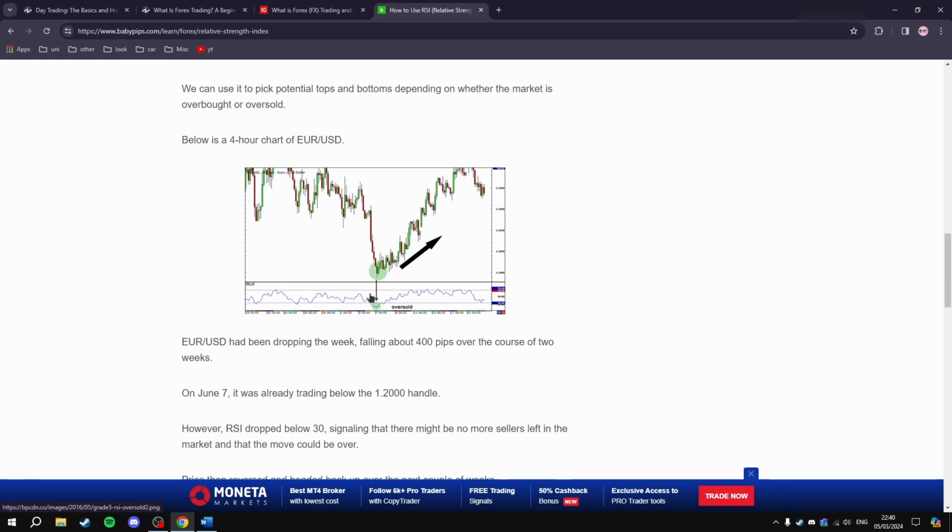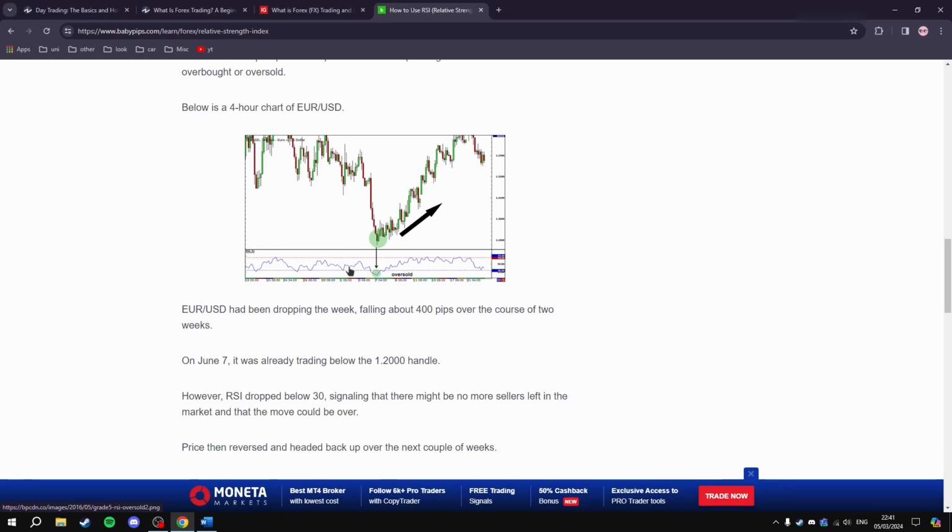It's already trading below the 1.20. However, RSI dropped below 30, this is 30, signaling there might be no more sellers left in the market and that the move could be over. Price then reversed and headed back up over the next couple of weeks.